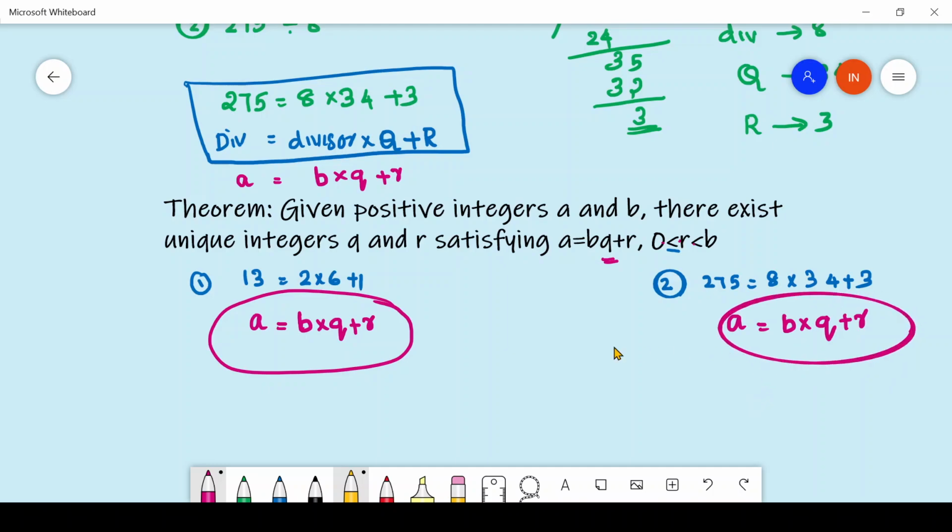Here q and r are the quotient and the remainder, and a and b we have taken as the dividend and the divisor. Is that clear, all of you? The next topic we are going to do is Euclid's division algorithm, where we will find the HCF of two numbers. We will move on to that in the next class. I hope this much is very clear to you. Thank you.